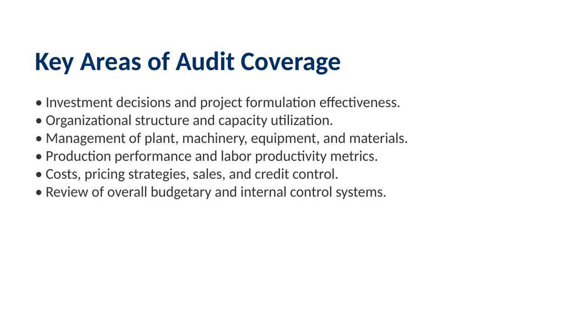Generally, the areas covered are quite broad. They include investment decisions, project formulation, organizational effectiveness, and capacity utilization. The auditors will also look at the management of equipment, plant and machinery, production performance, labor productivity, and the management of materials. Furthermore, they examine idle capacity, costs, pricing, sales and credit control, and the overall budgetary and internal control systems. Essentially, it is a 360-degree view of how the enterprise is functioning.